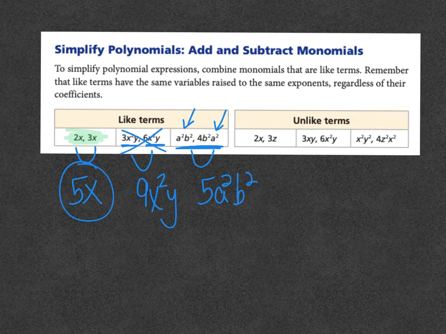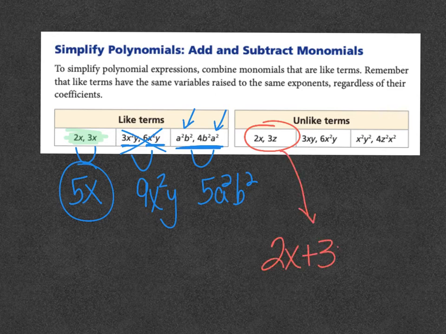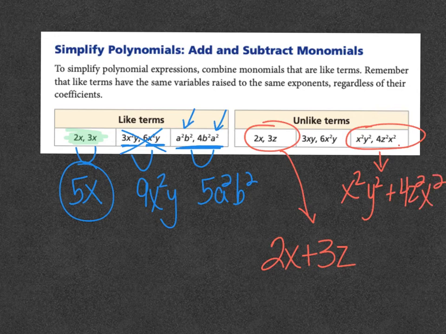Now, unlike terms you cannot combine because they do not have the same variables. So 2x and 3z, I can't combine them, but I could write an addition problem, 2x plus 3z. Now I just wrote a binomial. Same thing here. x squared y squared and z squared x squared are not the same. But I could write an addition problem, x squared y squared plus 4z squared x squared. And again, I just wrote a binomial. So we're going to use that when we learn how to add polynomials.